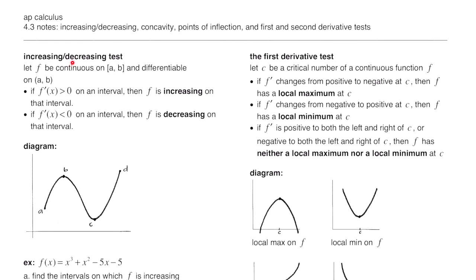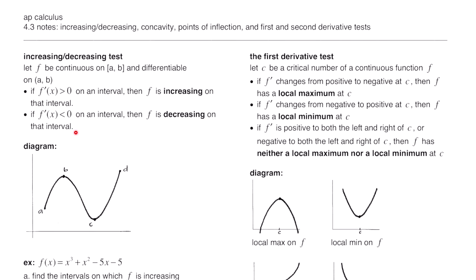The increasing-decreasing test says, let f be continuous on the closed interval from a to b, and differentiable on the open interval from a to b. If f prime of x is greater than 0 or positive on an interval, then f is increasing on that interval. If f prime of x is less than 0 or negative on an interval, then f is decreasing on that interval.